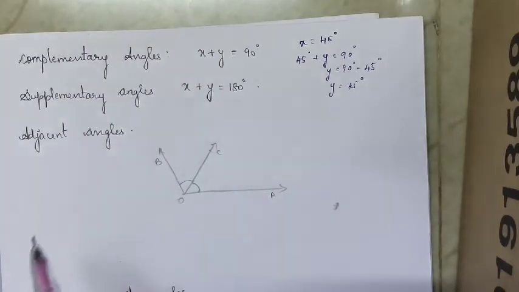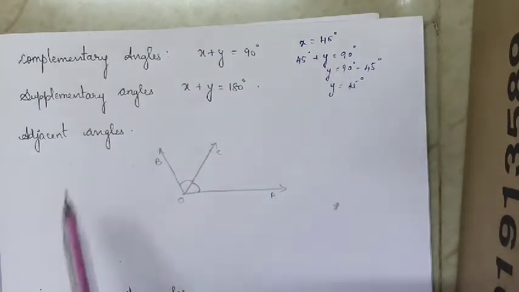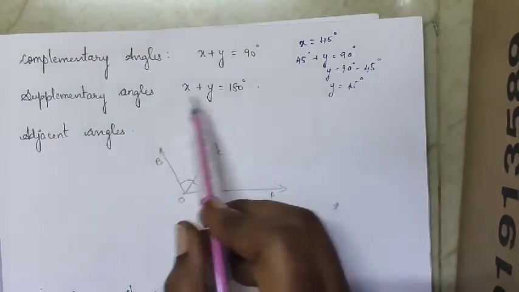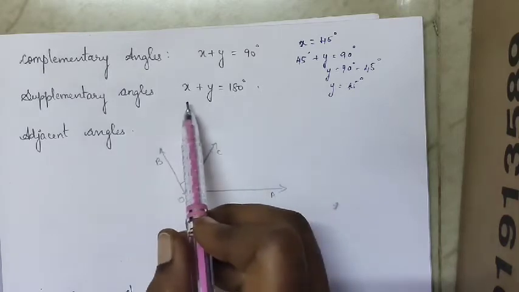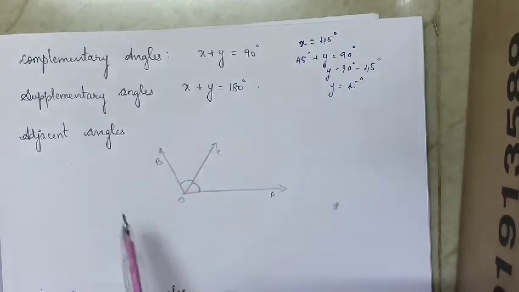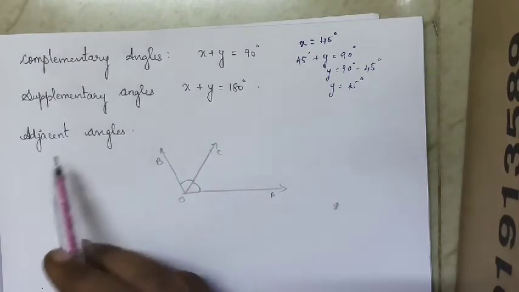Suppose x is equal to 40 degrees, then y will be 50 degrees. Now the next is supplementary angles. Same thing: if the sum of two angles is equal to 180 degrees, then those two angles are called supplementary angles. Then the next one is adjacent angles.